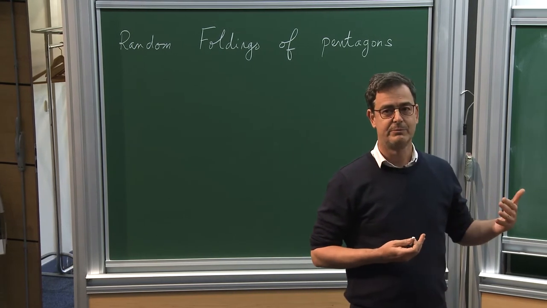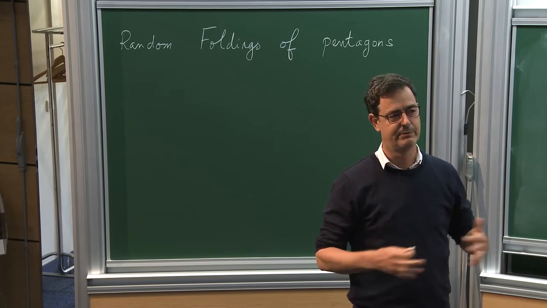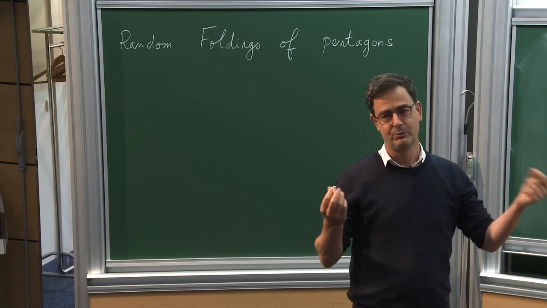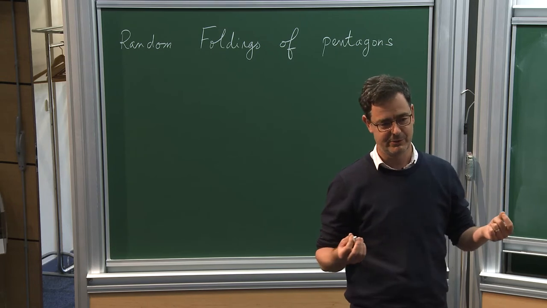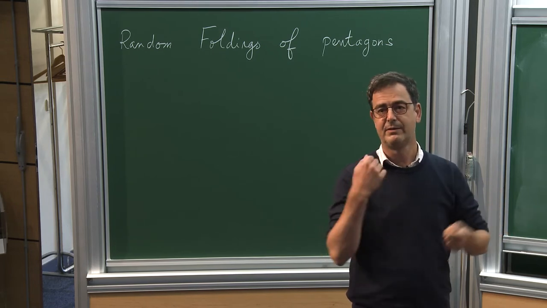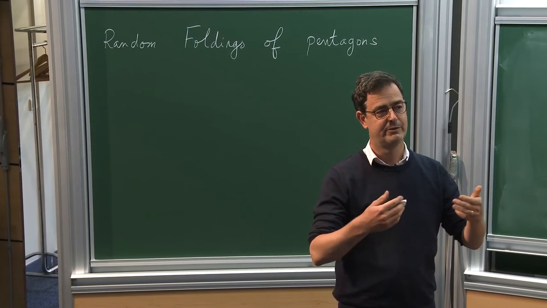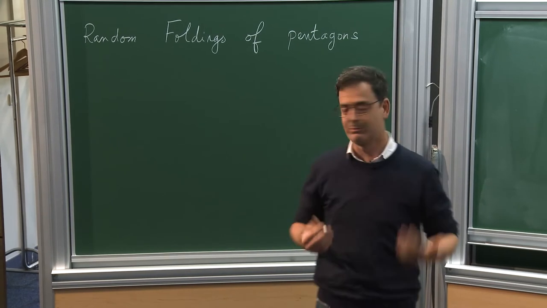holomorphic diffeomorphisms of complex projective surfaces. Okay, so we will have a complex projective surface and two holomorphic diffeomorphisms of this surface, and we shall apply the diffeomorphisms randomly, and we want to understand the distribution of the typical orbits. Okay, that's what we're going to do.